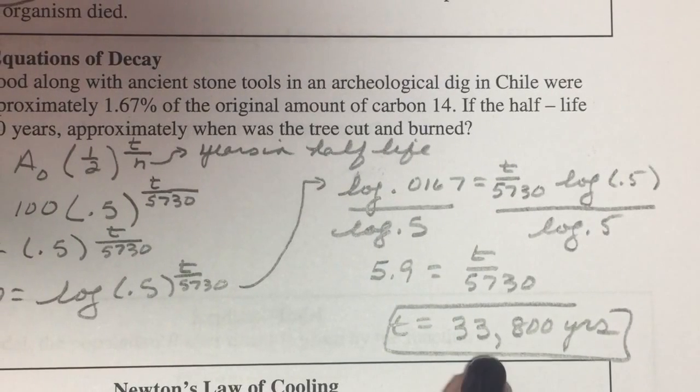So what that means is that that tree was actually cut down almost 34,000 years ago. That's a long time.